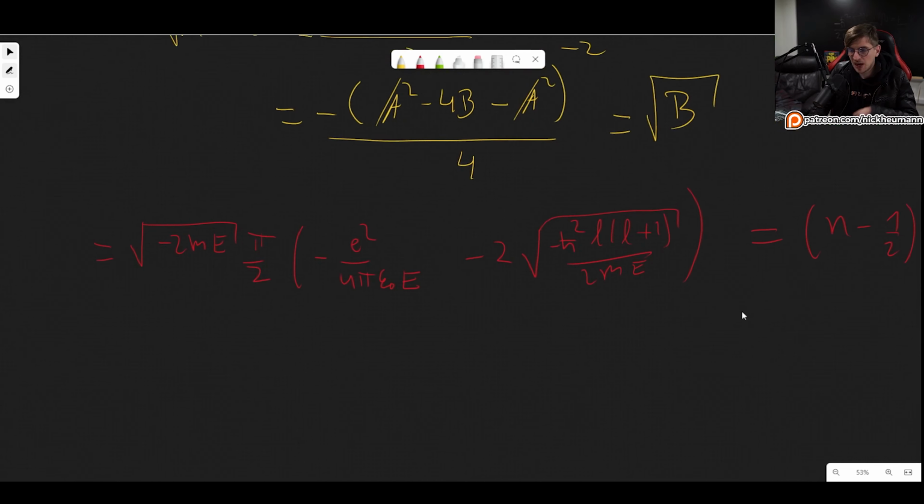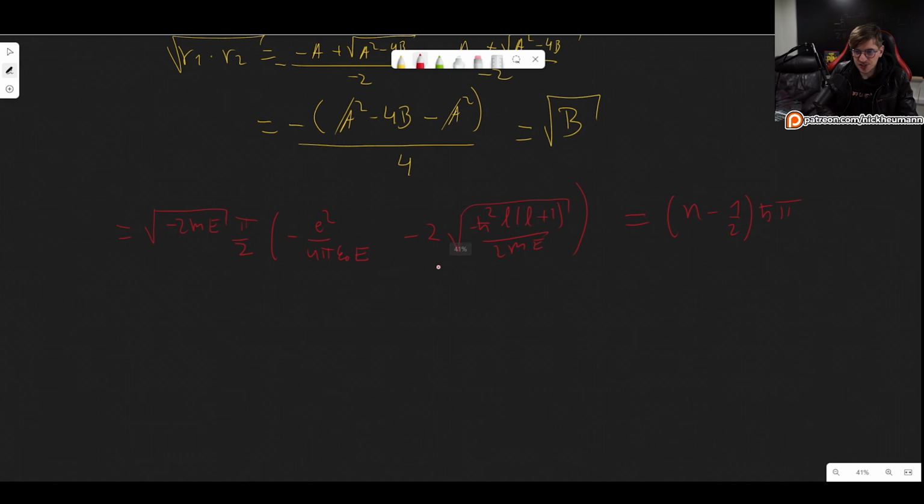Okay, and now we need to solve for the energy. Let's see what's the easiest way of going about this. I would say we just multiply through and then we solve, because when we multiply through, I'm going to change colors. I don't like this one. So when we do that, first of all, these pi's will cancel out. That's pretty nice. Then we have a square root of minus 2m.